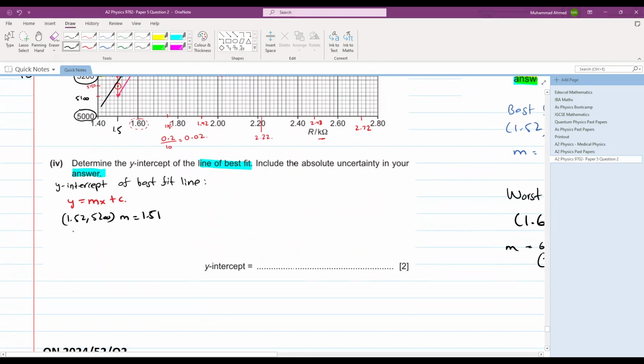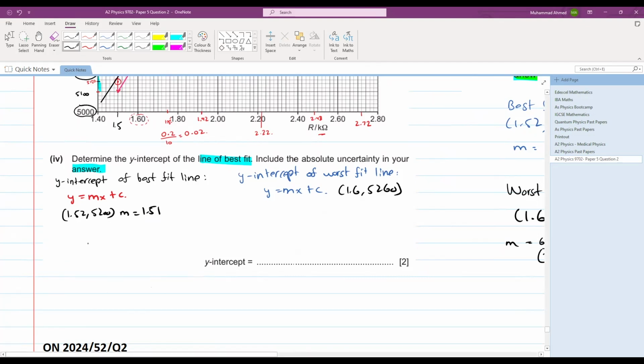Let's plug in all these values here. In the place of y, you will place in 5200. In the place of gradient, you will put in 1.51. In the place of x, you will put in 1.52. Please remember that the values of x are in kilo ohms, so you will also multiply it by 10 raised to the power of 3, plus the y-intercept, that is c.